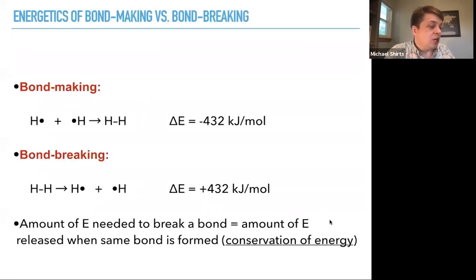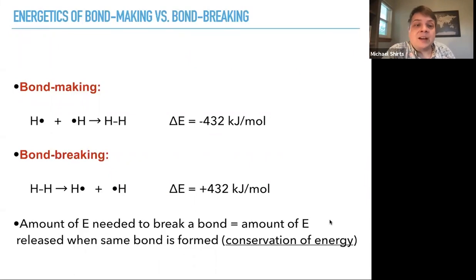Looking at the energetics of bond making versus bond breaking: if we talk about the energy of a bond, what we're really talking about is the energy of going from individual neutral atoms to forming those bonds. For example, for hydrogen, we combine two hydrogen atoms to form an H2 molecule, which has a single H-H bond. A lot of energy is released when you do that. They go from a high potential energy state to a low potential energy state, so significant energy is released.